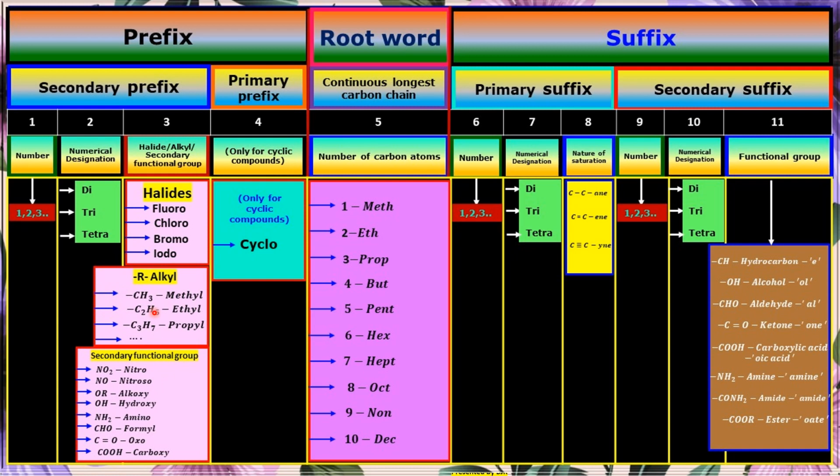So these are the secondary prefixes which are attached to the carbon atoms in the parent chain, depending upon the position of the carbon atom to which these secondary prefixes are attached, isn't it? They are named like this. Okay. So this is the complete IUPAC structure, and it contains 11 parts.